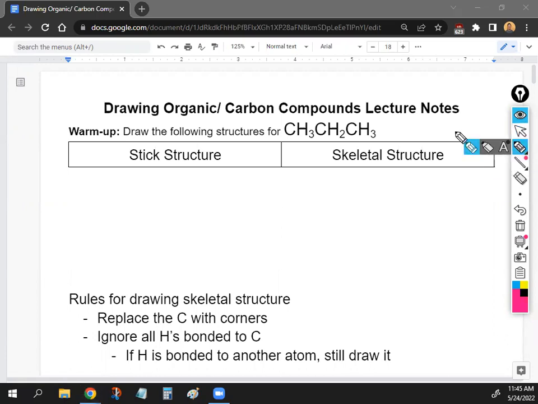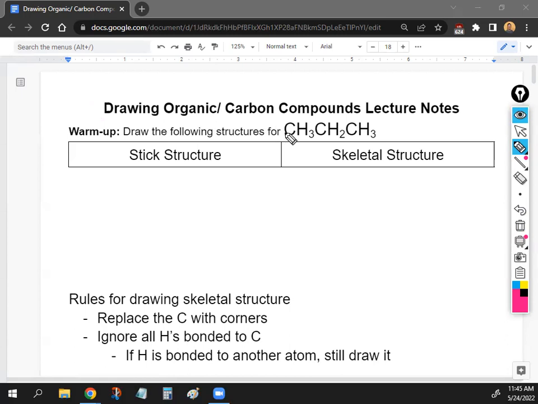So we're going to be drawing a lot. If you could see, the lecture is called Drawing Organic / Carbon Compounds. And so let's go into how to do that. I want you guys to write this formula on your paper right here, CH3, CH2, CH3. Okay, should look kind of familiar. We've looked at molecules like this before. But just write down the formula.